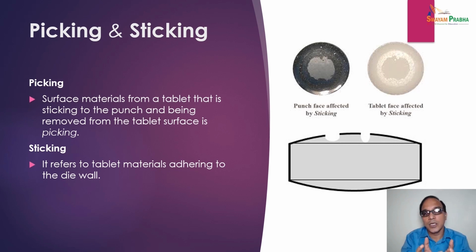Sometimes the die wall has more adhesive force, and it may have remnants of the tablet after the compaction. So in both cases, in picking, the tablet punch is picking the material, and in sticking, you can say the die wall is picking the material, picking the core or fragments of the tablet.